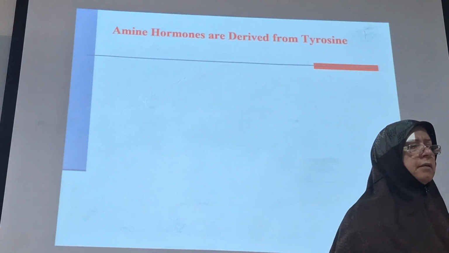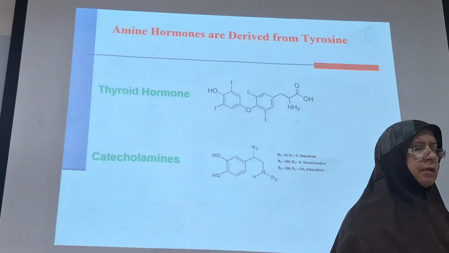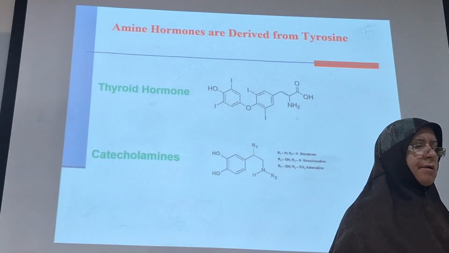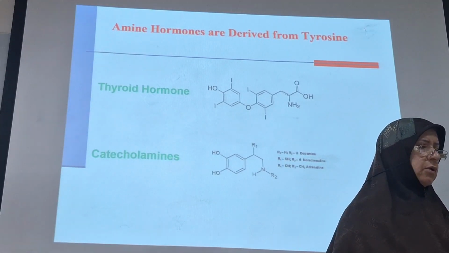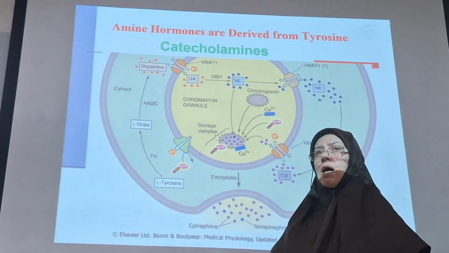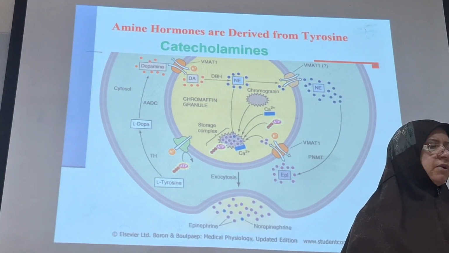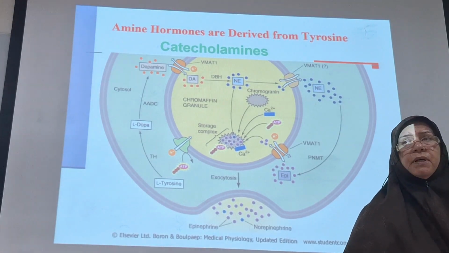About amine hormones: thyroid hormone derives from 2 tyrosines, and catecholamines from 1 tyrosine. The catecholamines are dopamine, noradrenaline or norepinephrine, and adrenaline or epinephrine. About catecholamines, as you see here, tyrosine is converted to dopamine, dopamine to norepinephrine, and norepinephrine is methylated and converted to epinephrine.